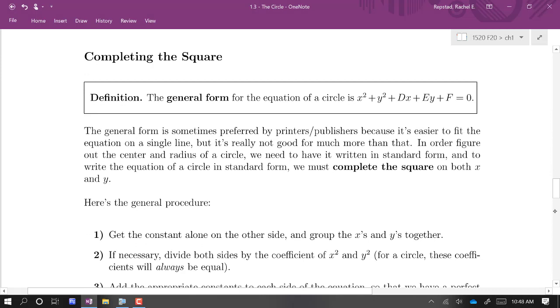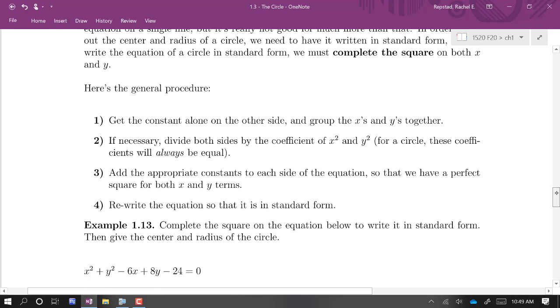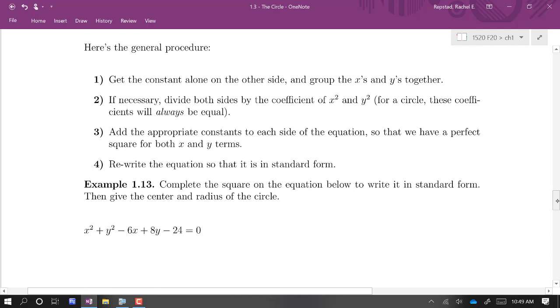And I'll just say right off before we start this, if I'm looking at an equation of a circle that's all expanded out, so it's not in standard form, I can still tell it's a circle because it'll have both an x squared and a y squared, and the coefficients on x squared and y squared will be equal. They'll be the same coefficient. So here's basically how we complete the square. You're going to get the constant by itself. You're going to group the x's with the x squared and the y's with the y squared.